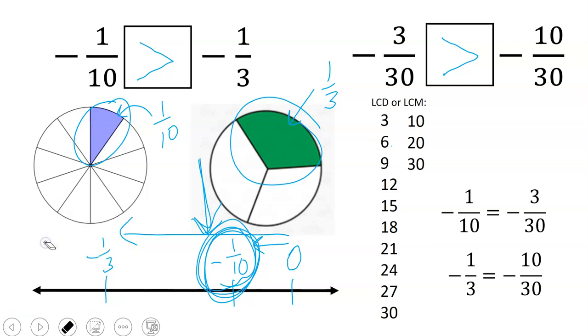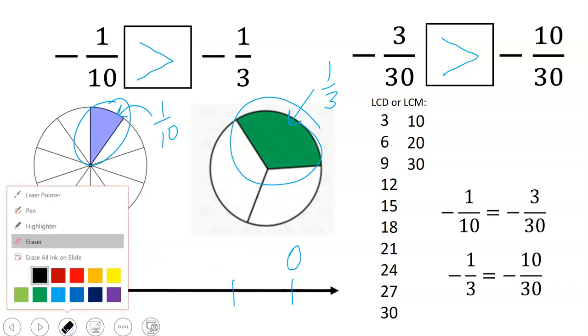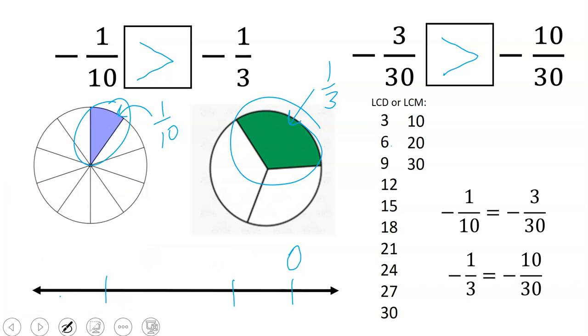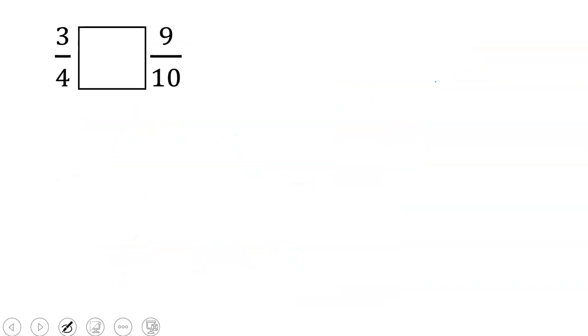Let me show this on the number line. So we have -3/30. You go a little bit to the left, but you have to go even further to get to -10/30 because you're more negative. You're going further to the left. So this number, since it's further to the right, -3/30 is greater than -10/30. Okay, let's look at this next example.